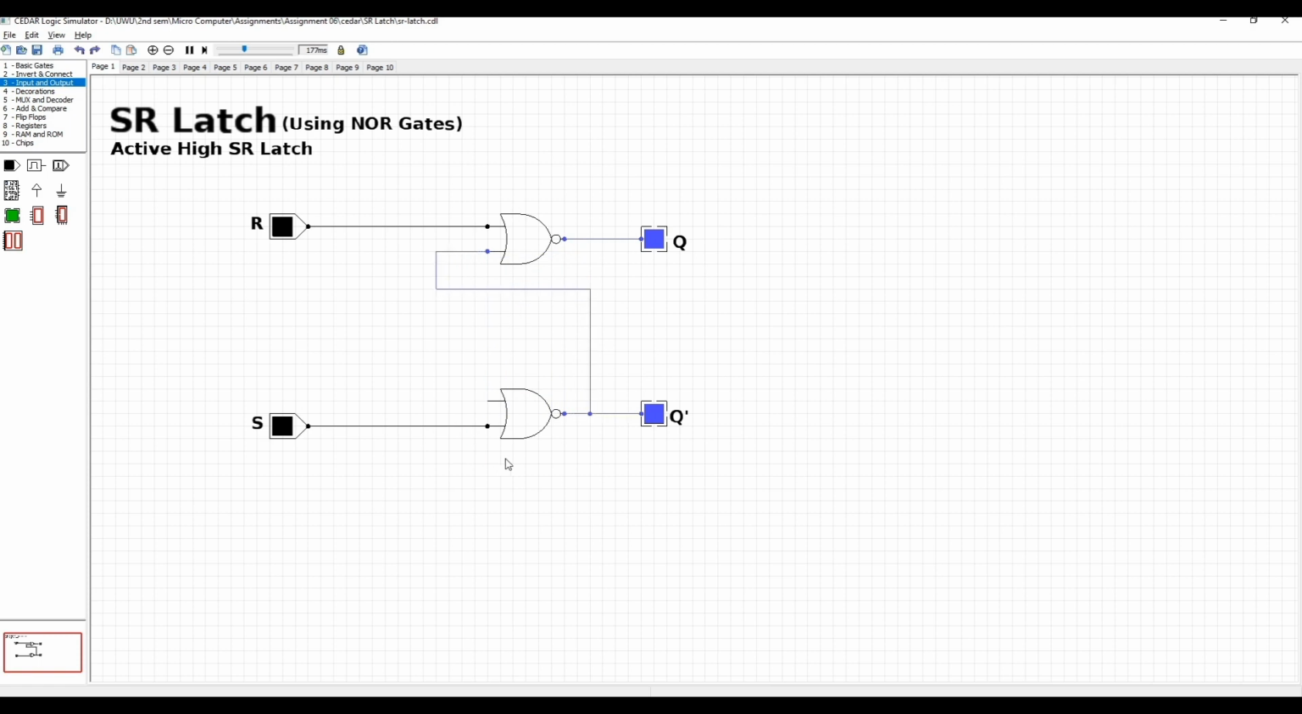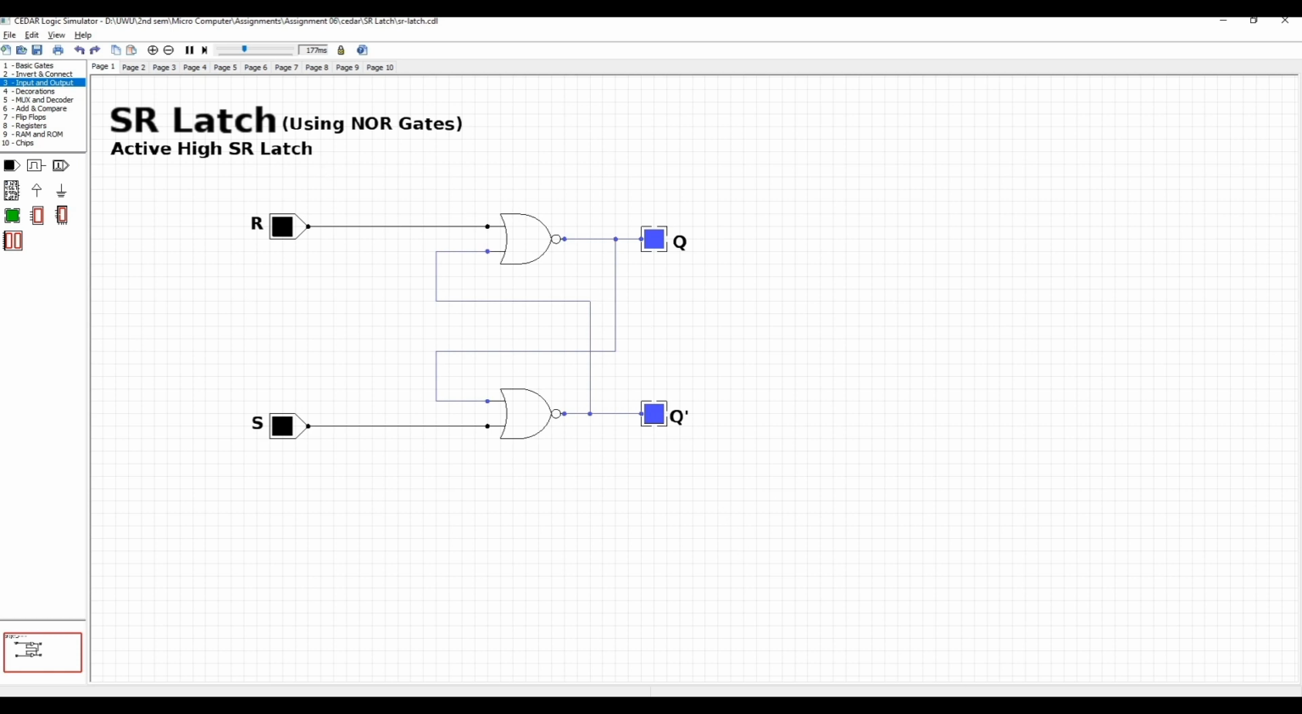The other input of this NOR gate will be the output of this above NOR gate. So let's connect it. Like this, we can construct our SR latch. And let's check this latch. To do so, we have three cases to study.